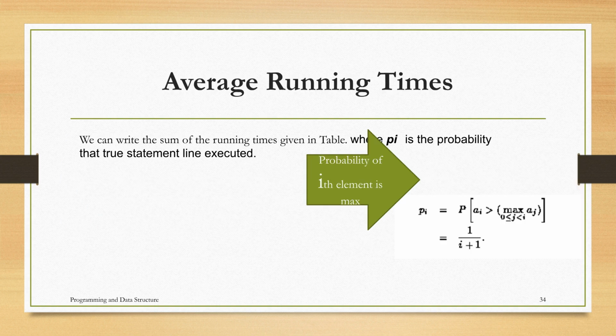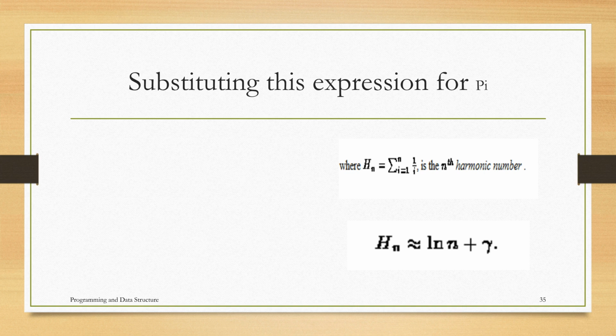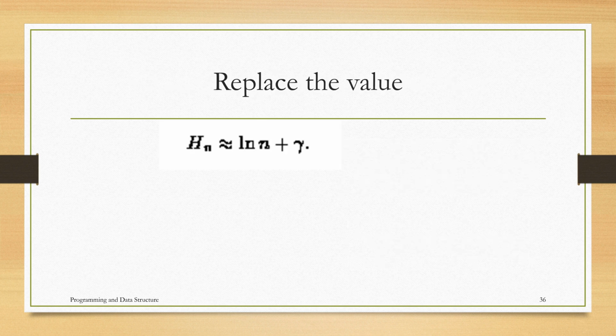Average running times consider the probability of certain conditions. We can express the sum of running times by incorporating the probability that a true statement line is executed. By substituting the expression for p_i, we can further refine the calculation of the average running time, taking into account the likelihood of each element being the maximum. Replacing the value helps simplify the equation, allowing for a more concrete calculation of the average running time for the algorithm.